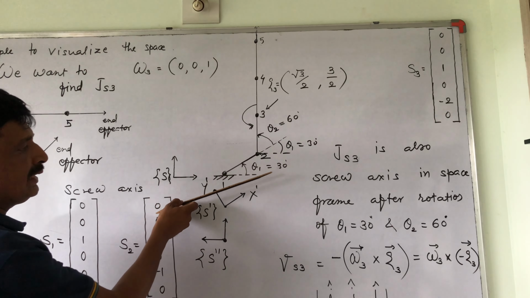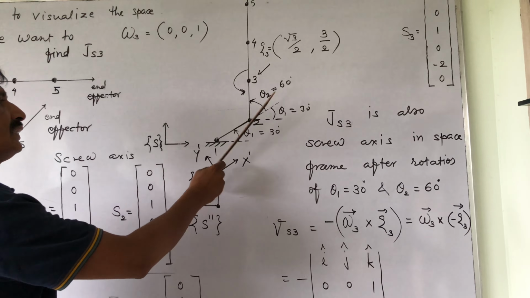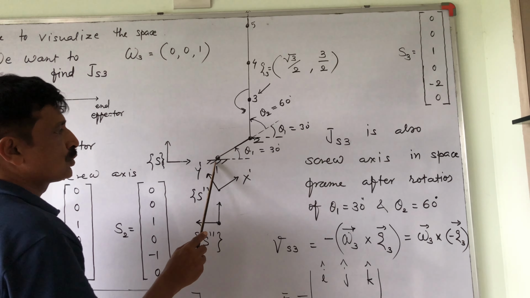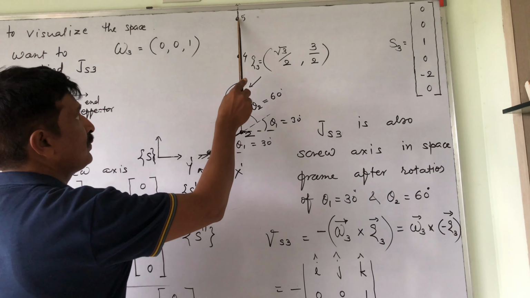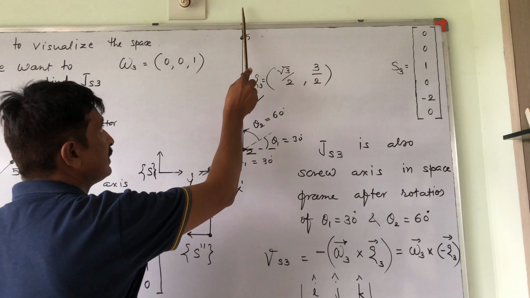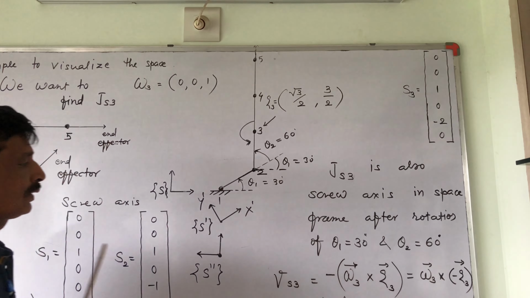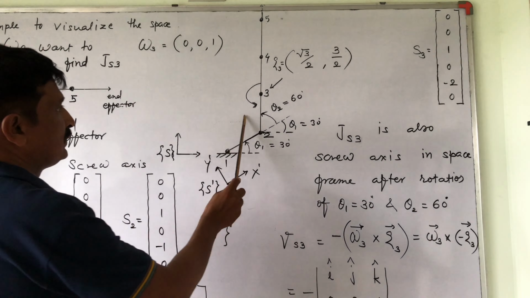So after applying theta 1 of 30 degrees and theta 2 of 60 degrees, the pose of the 5R planar robot, with first joint, second joint, third joint, fourth joint, fifth joint, and the links, is here. Some space is required, so I have drawn it here. This is the final pose.